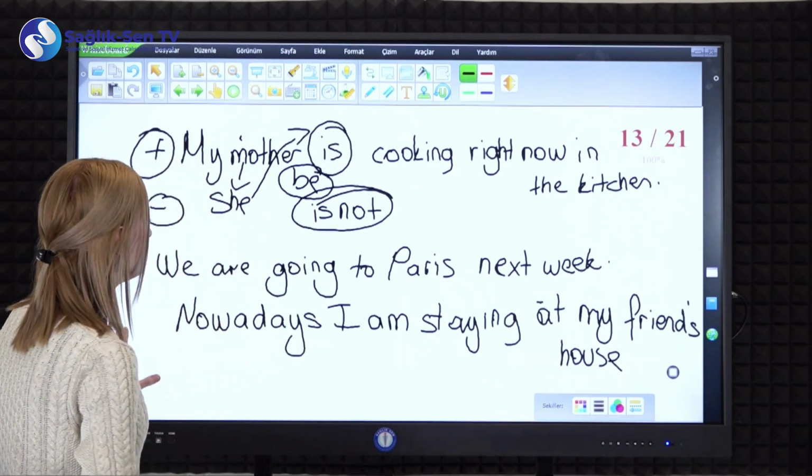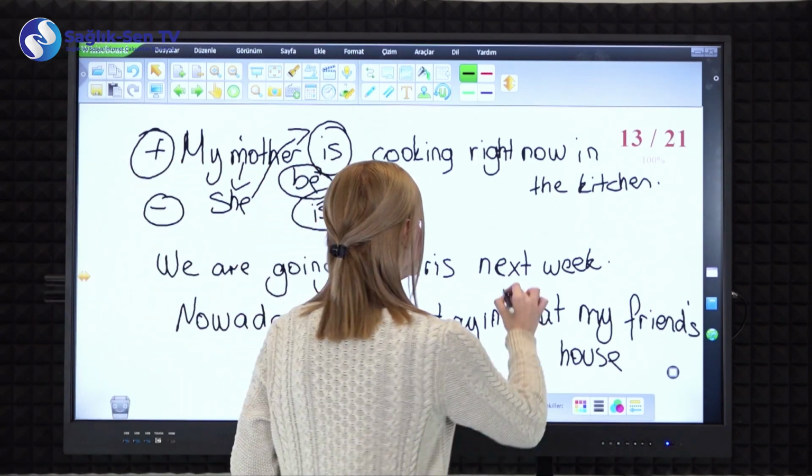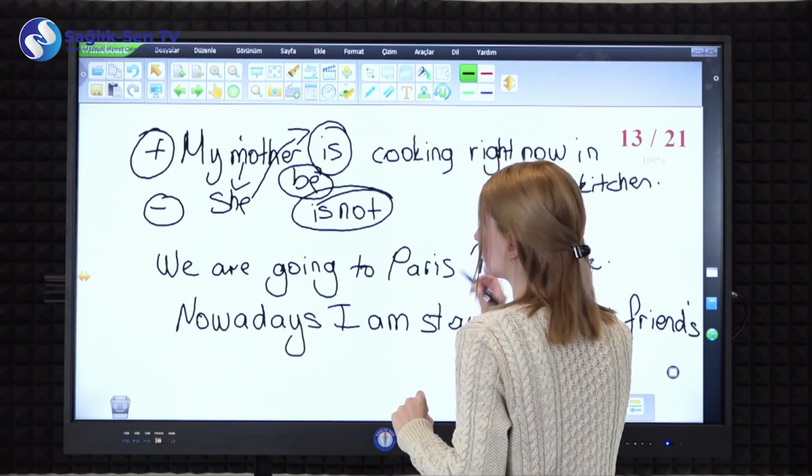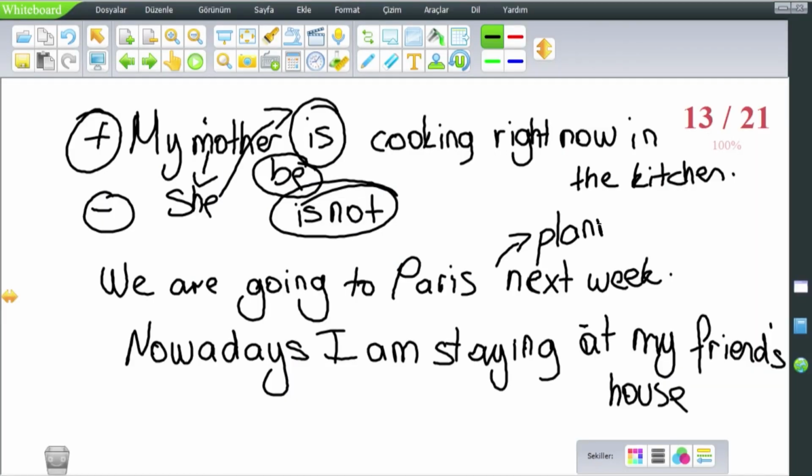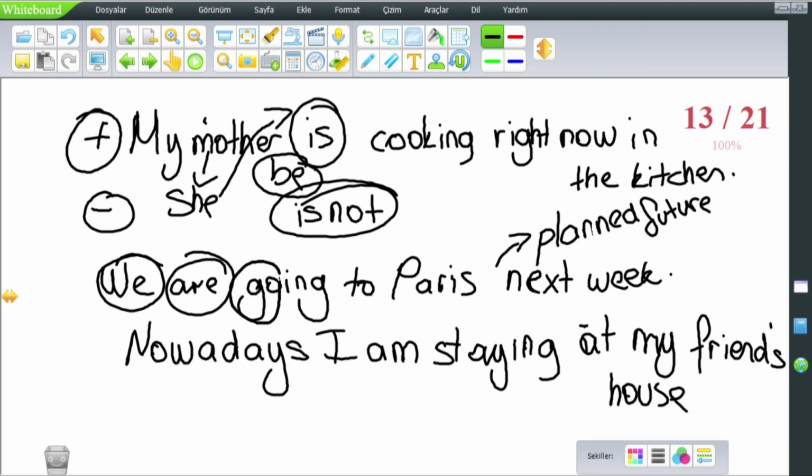We are going to Paris next week. This example is telling us planned future. This is planned future. My be form, my verb and ing, and I saw that there's a time phrase that indicates that this is definitely going to happen in the future.